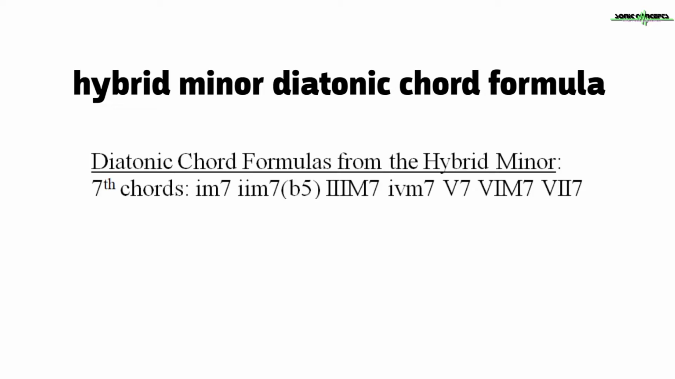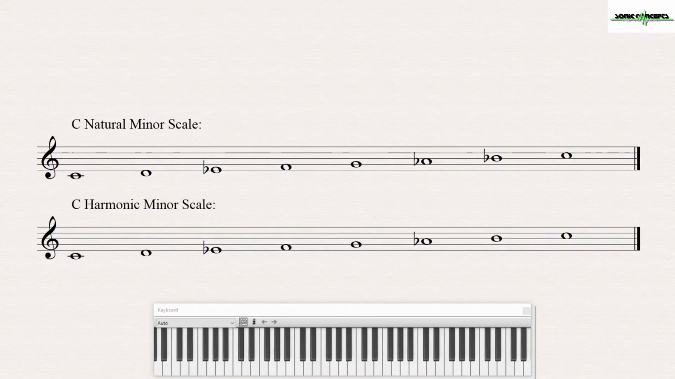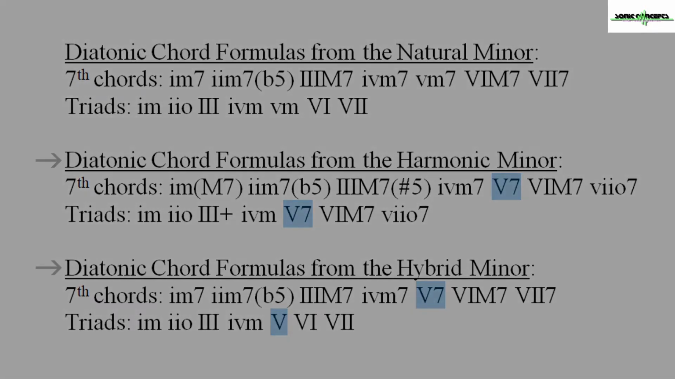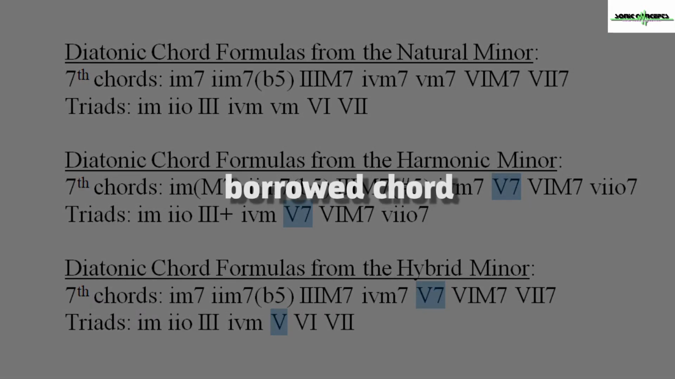This hybrid minor diatonic chord formula is sort of a fusion of the two minor scales, and in fact, the two scales are very similar and have only one note different between them, the 7th scale degree. Notice it's the natural minor diatonic chord formula except for the 5-7. The 5-7 is borrowed from the harmonic minor diatonic chord formula, and so it's referred to as a borrowed chord from the harmonic minor scale. We'll cover borrowed chords in more detail later.